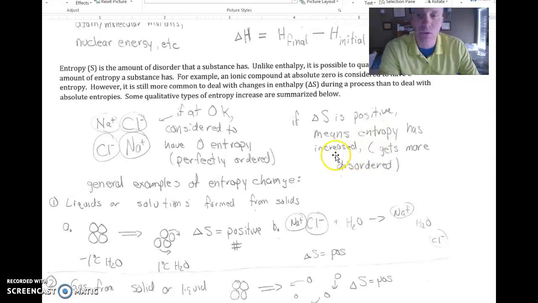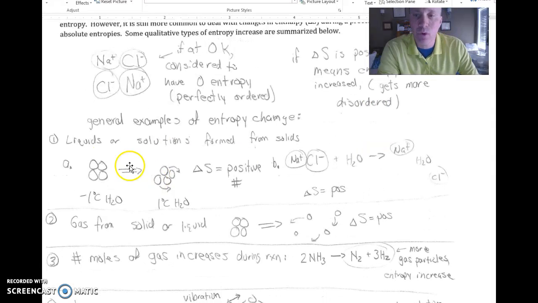All right, so the important thing that you're going to want to remember is a couple of examples of what types of things would be associated with things becoming more disordered, or in other words, a positive delta S. First of all, whenever a liquid or a solution is formed from a solid.